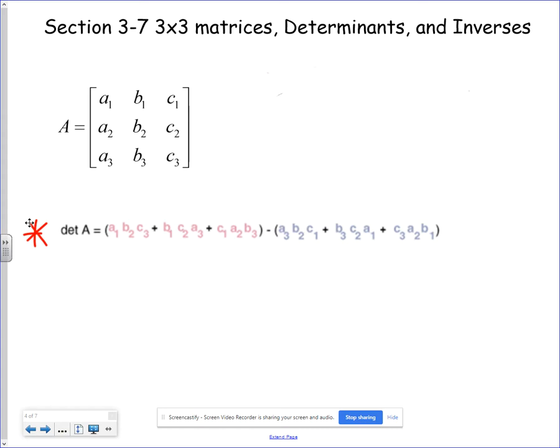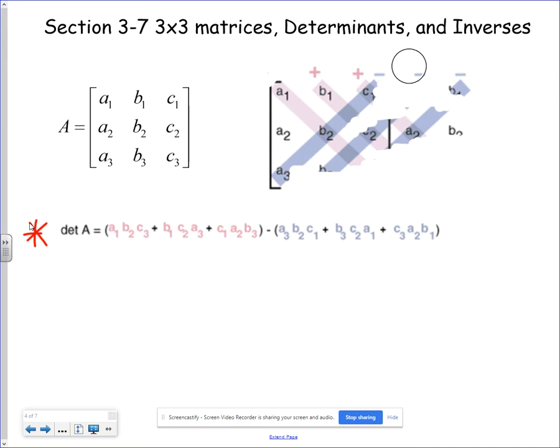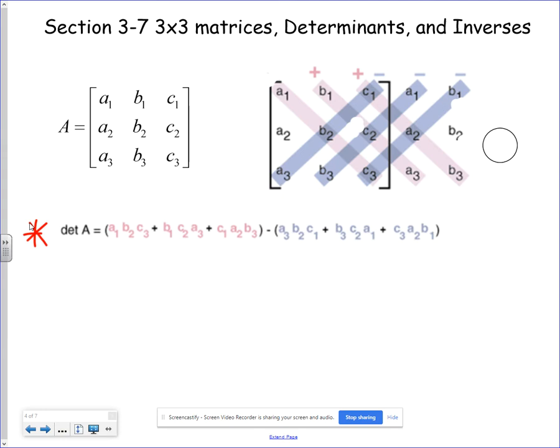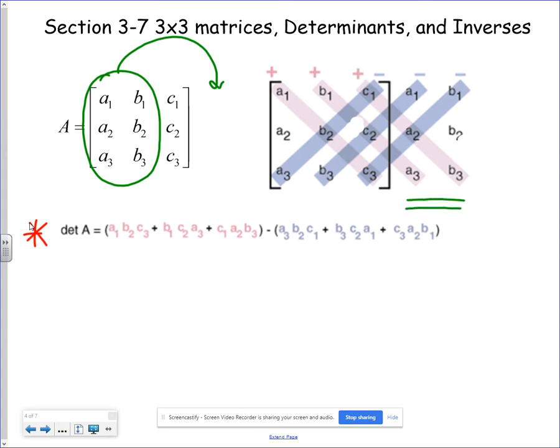So what you're going to do is take your matrix, take your elements, and list them out. So here's what I'm going to do. I'm going to take my first two columns of my matrix and just move them to the end of my matrix, like I have over here. This is your first column, this is your second column. I'm just adding them to the end of my matrix.